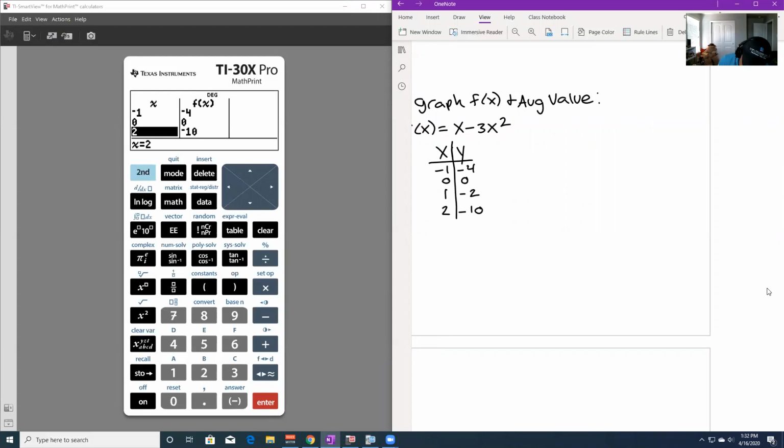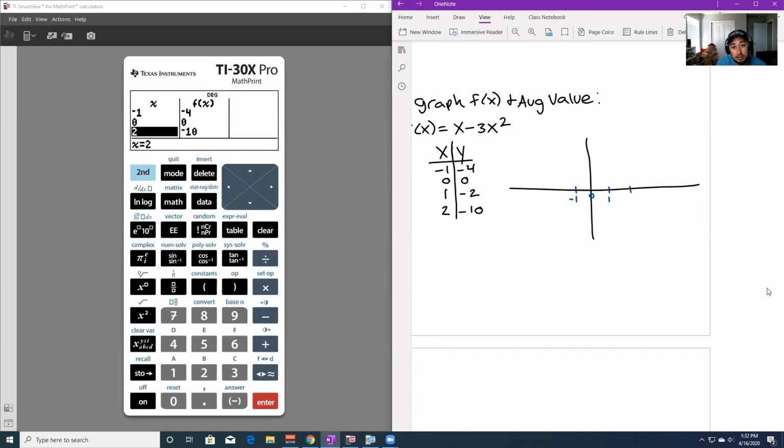All right. So there's my graph. And how much can I zoom in on this? On here. So I'm going from -1 to 2. So this will be -1, 0, 1, 2. From -1 to 2.